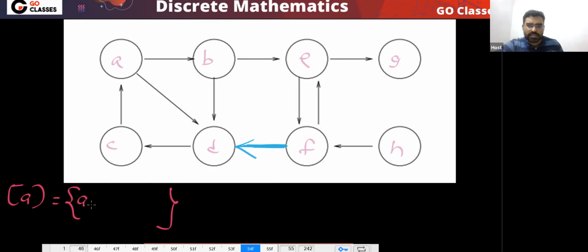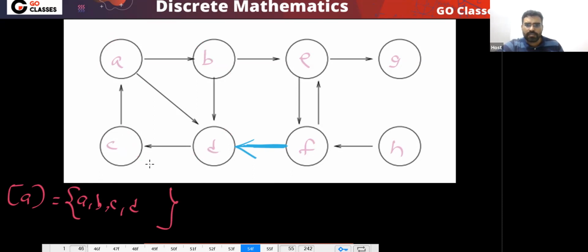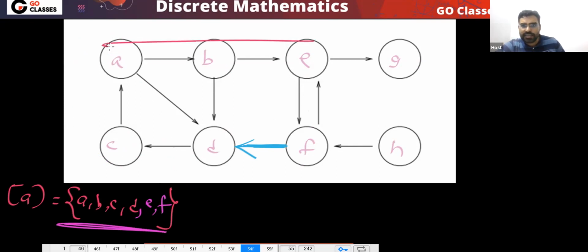Let's find out the strongly connected component to which A belongs. You can notice A, B, C, D, because there is a cycle. So A, B, C, D. Now let's see. There is a path from A to E. Can I say there is a path from E to F, E to A? Yes, E also will be included. F also will be included. E comma F will also be included because there is again a cycle.